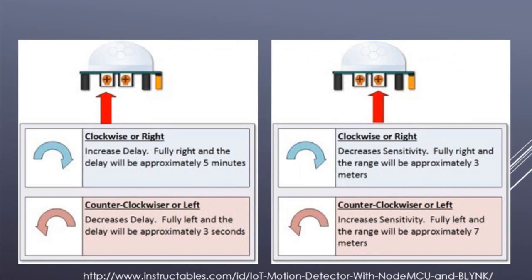You can adjust the range of the sensor. The time delay adjustment determines how long the output of the PIR sensor module will remain high after detecting motion.